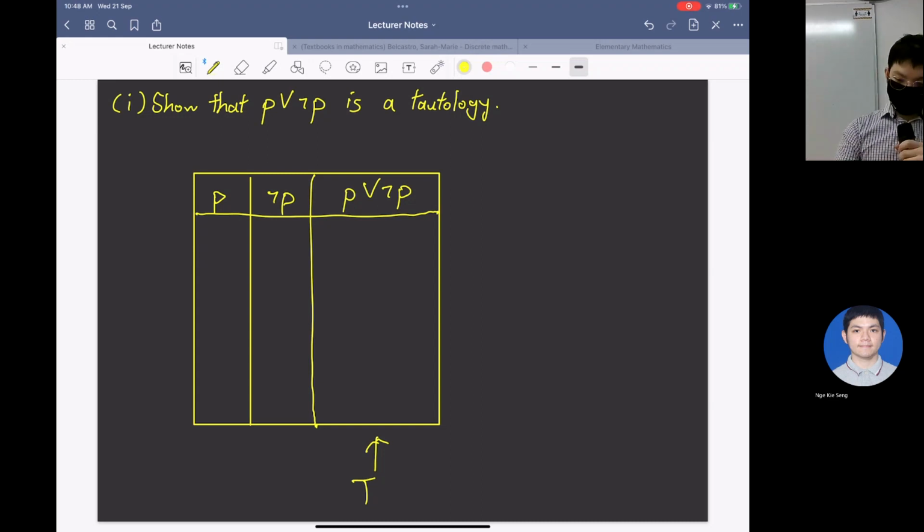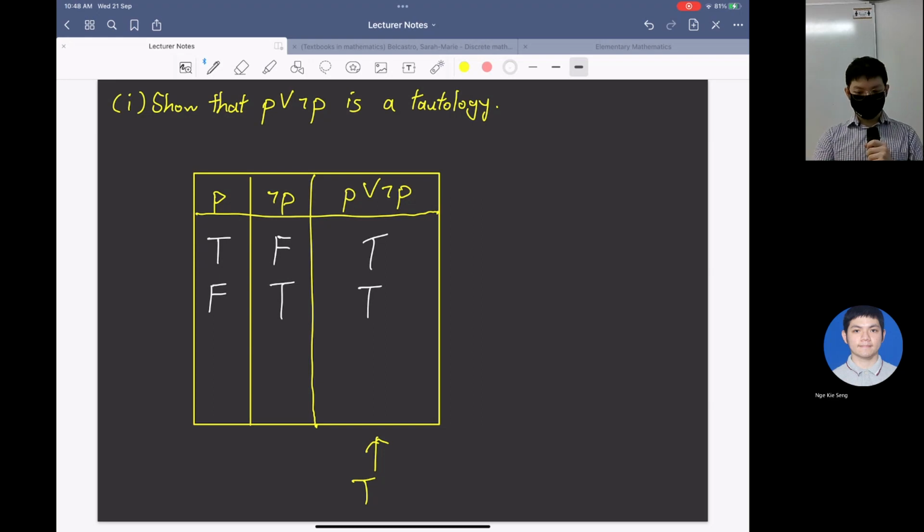So for P, there are two possibilities, right? Either it is true or it is false. So when P is true, not P is false. For P is false, not P is true. So P or not P: true or false is true. False or true is true. So there's only true value here. So this is a tautology.